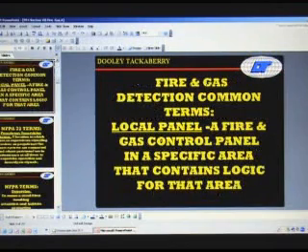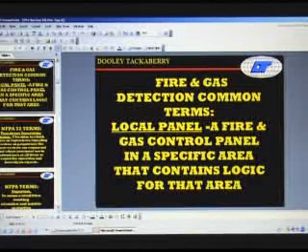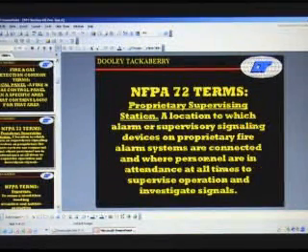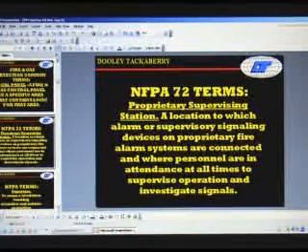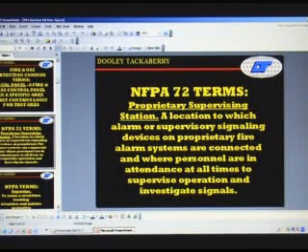Fire gas detection, in common terms, is a local panel, a fire and gas control panel in a specific area that controls logic for that area. A proprietary supervising station is a location to which alarm or supervisory signaling devices on a proprietary fire alarm system are connected, and where personnel are in attendance at all times to supervise operation and investigate signals. That's part of their code requirements.